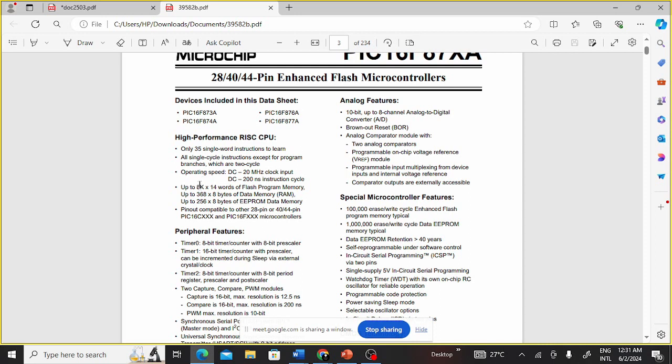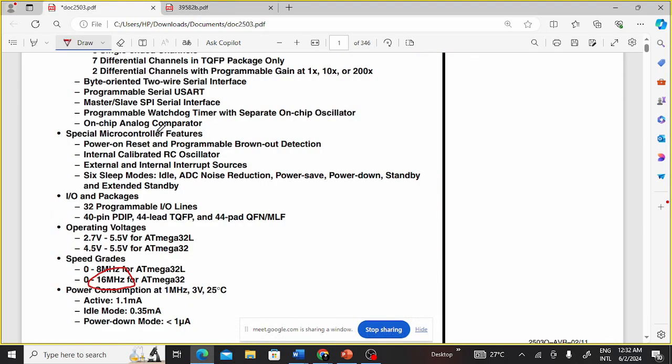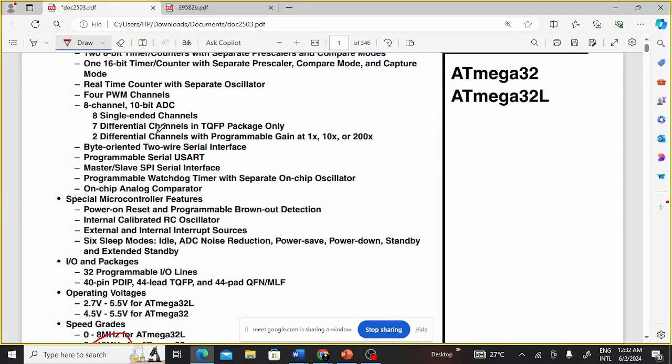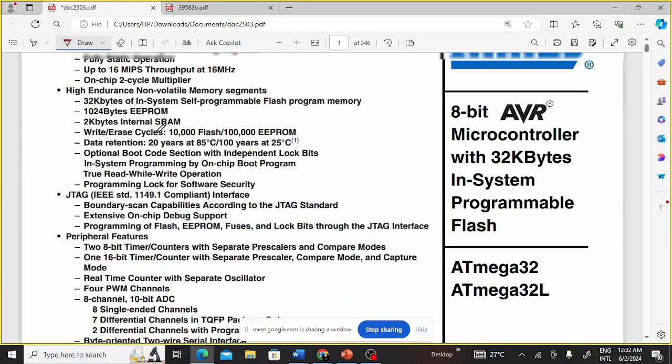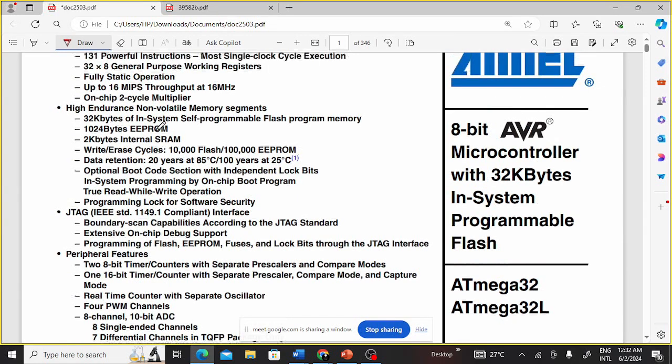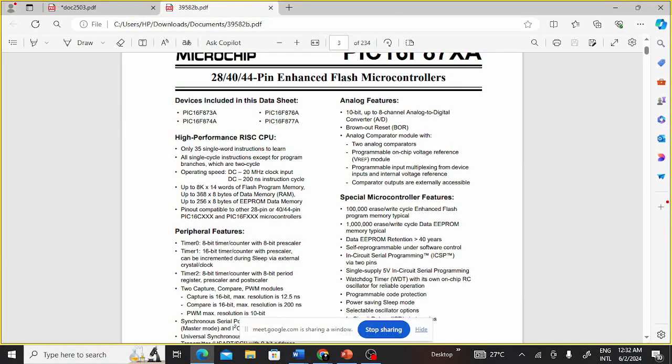It's 8 kilobytes by 14-bit word flash memory, so it's 8 kilobyte flash memory. While this guy, let's see this guy's flash memory. I believe it should be here also. It should be here. Okay, flash memory. This guy is 32 kilobytes. This guy is 8. It talks about the number of instructions, the amount of code I can write, before the flash memory will get exhausted.